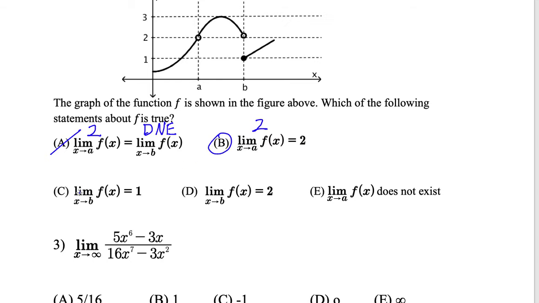Let's go through the rest of them and figure out why they're not true. The limit of f of x as x approaches b from both sides, we know that that's D and E. We already went through it. D and E cannot equal 1, can't be C. D, we know that this is also a D and E.